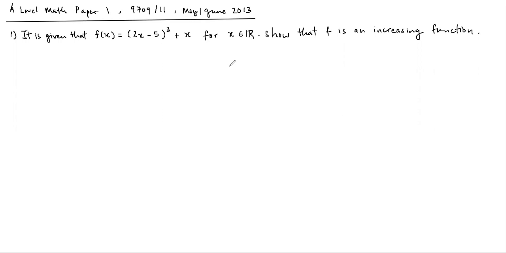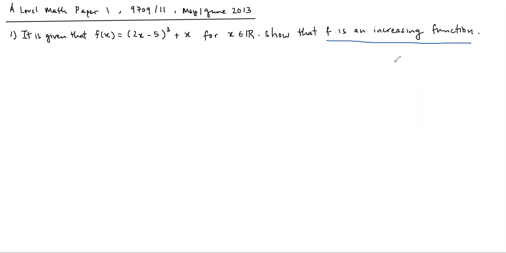This is A-level math paper 1 for 2013. Question 1. Given that f(x) equals the cube of 2x minus 5 plus x, you need to show that f is an increasing function.